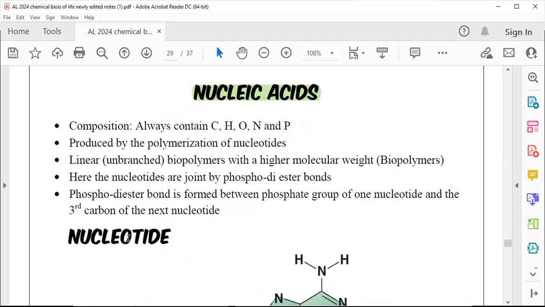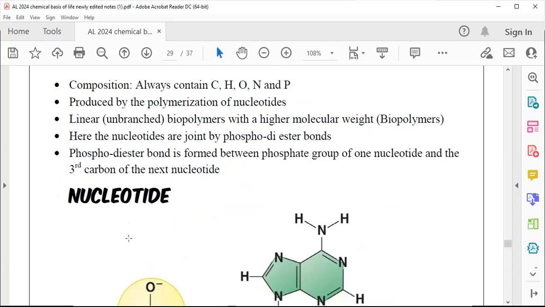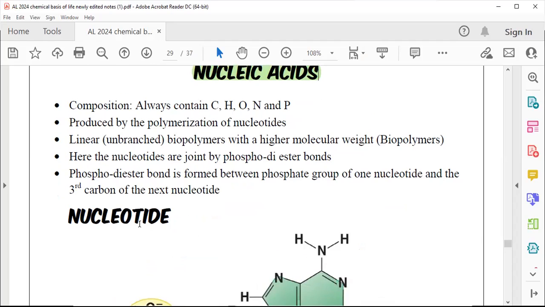Do you agree? Yes, sir. Good. And due to this reason, nucleic acids are also categorized under biopolymers.